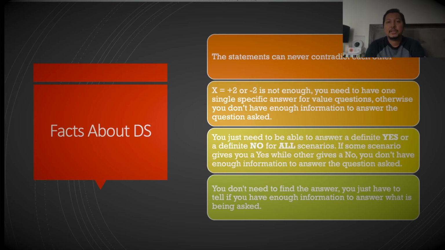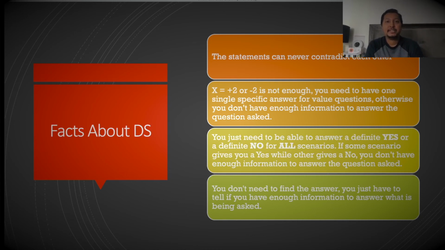If they're asking what is the value of x, they're not expecting you to know the exact value of x. They just want to know if you have enough information to figure out the value of x. They have provided you statement 1 and statement 2. You analyze those statements and try to figure out if you can get to the value, but you don't need to do all the fancy math, like multiplications, divisions, or even breaking down equations, to figure out the value of x.